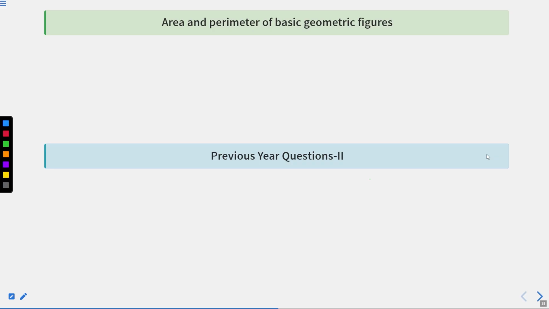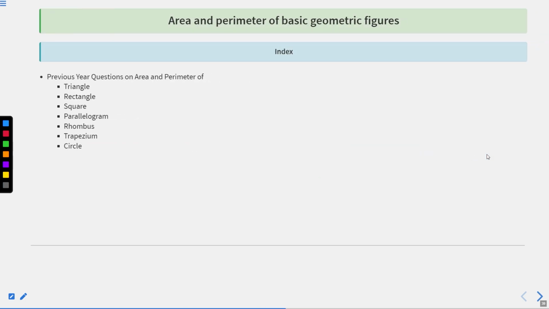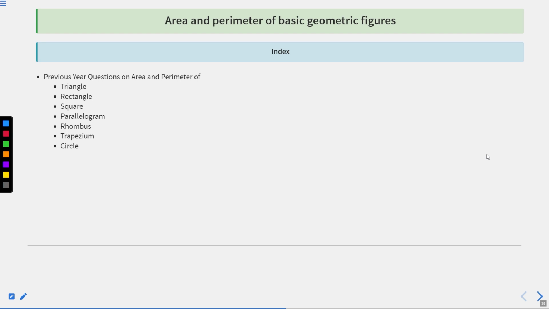Hello viewers, welcome to the lecture series of SSC Quantitative Aptitude, and this is part 2 for previous year questions. So let us start with the very first question.